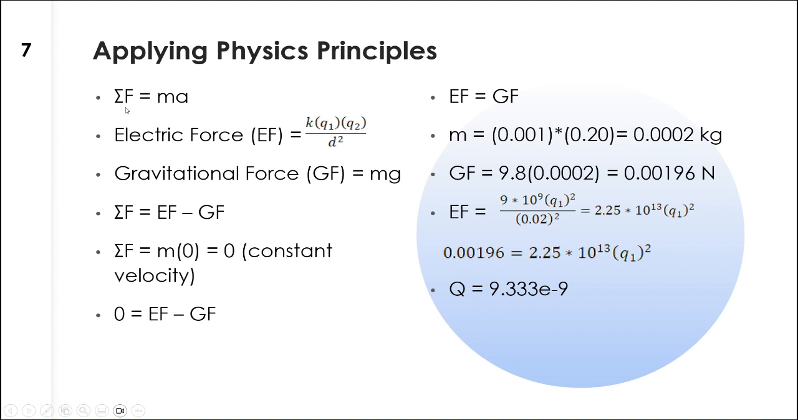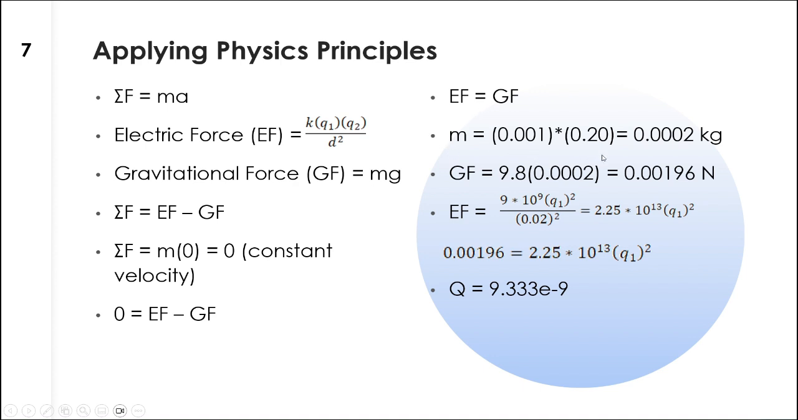So using Newton's second law, we know that the sum of forces equals ma, and our electric force is kq1q2 over d squared. So that's charge, which is q1, times the electric field of tape 2, which is kq2 over d squared, using Coulomb's law. And the gravitational force is mg. Then the sum of forces is the electric force minus gravitational force because they are in opposite directions. Our net force is 0 because tape 1 is moving at constant velocity, so acceleration is 0, and therefore electric force equals gravitational force.